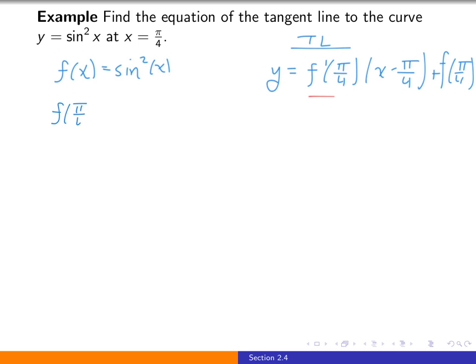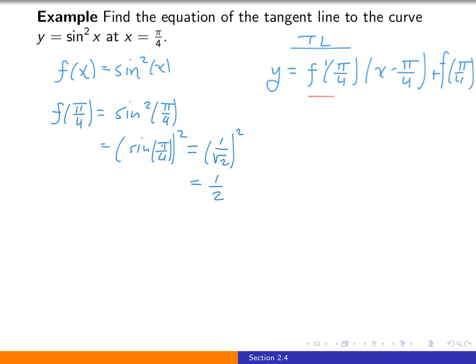f of pi over 4 is sine squared of pi over 4, which we can think of as being sine of pi over 4 squared. Sine of pi over 4 is a common value. It's 1 over the square root of 2, and when we square that, we get back 1/2. So f of pi over 4 is 1/2.